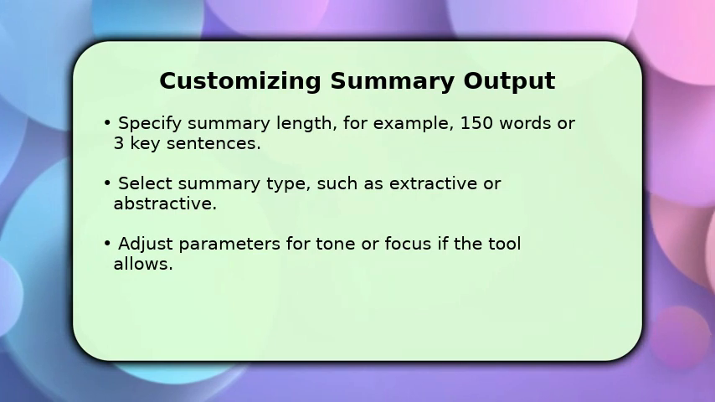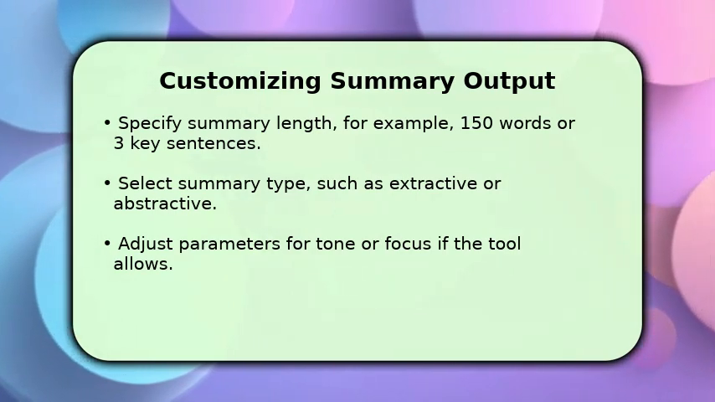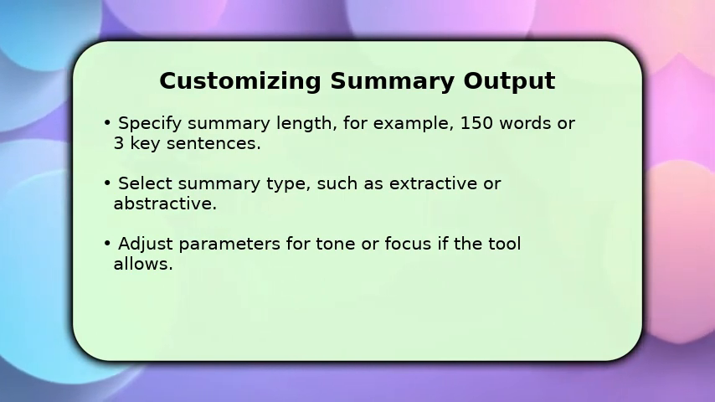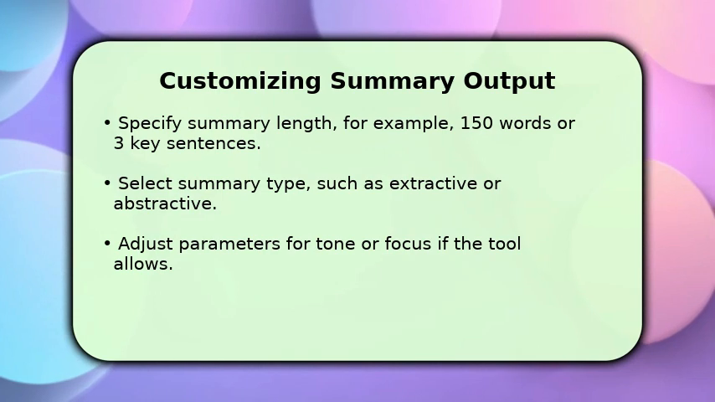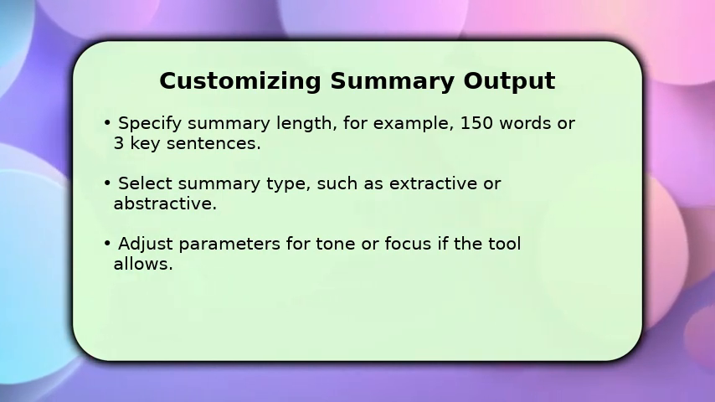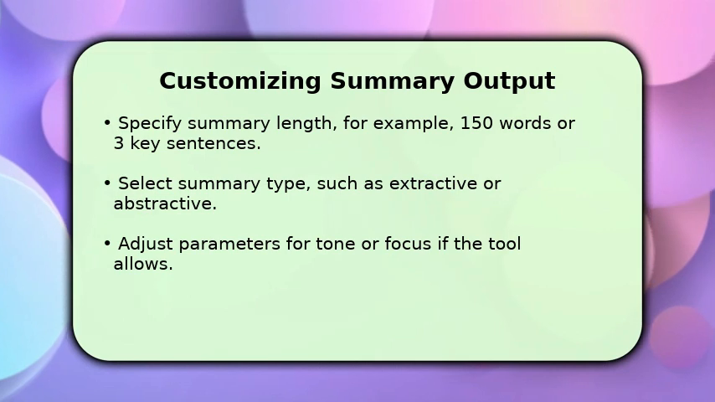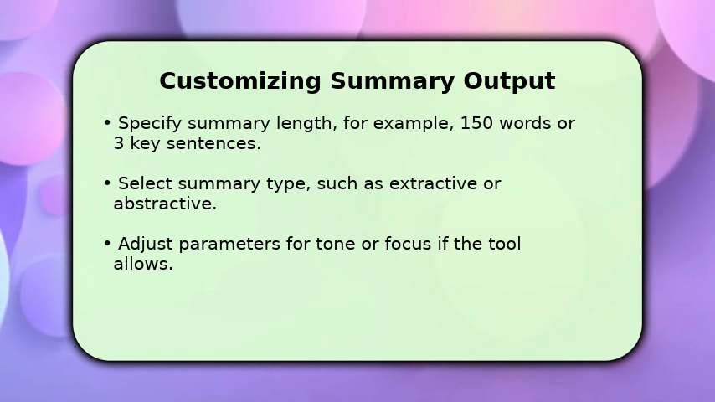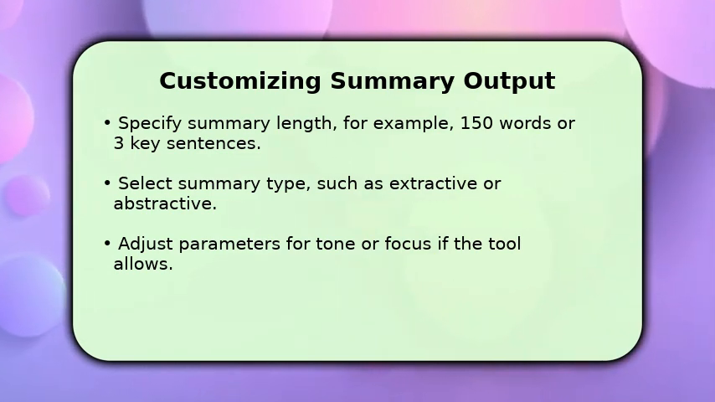Most AI summarization tools offer customization options. You can often specify the desired length of your summary, perhaps asking for a 200-word overview or a summary of 3 key bullet points. Some advanced tools even let you choose between an extractive summary, which pulls direct sentences, and an abstractive summary, which rephrases the content. Experiment with these settings to achieve the perfect summary for your purpose.